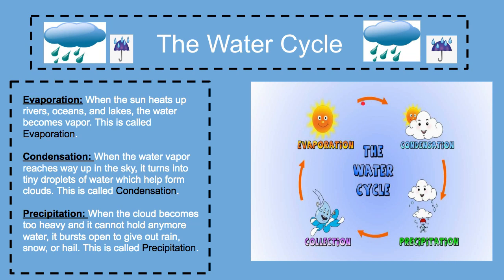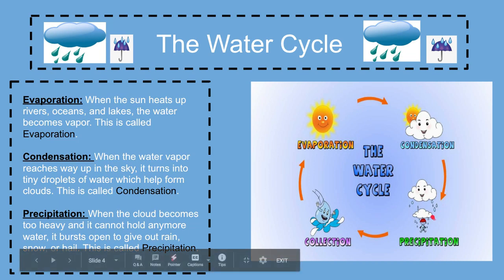Then, when the water vapor reaches way up in the sky, it turns into tiny, tiny droplets of water, which then help form clouds. This is called condensation. But when the clouds become too heavy and cannot hold any more water, they burst. And this, boys and girls, is what gives us rain. And that is called precipitation.